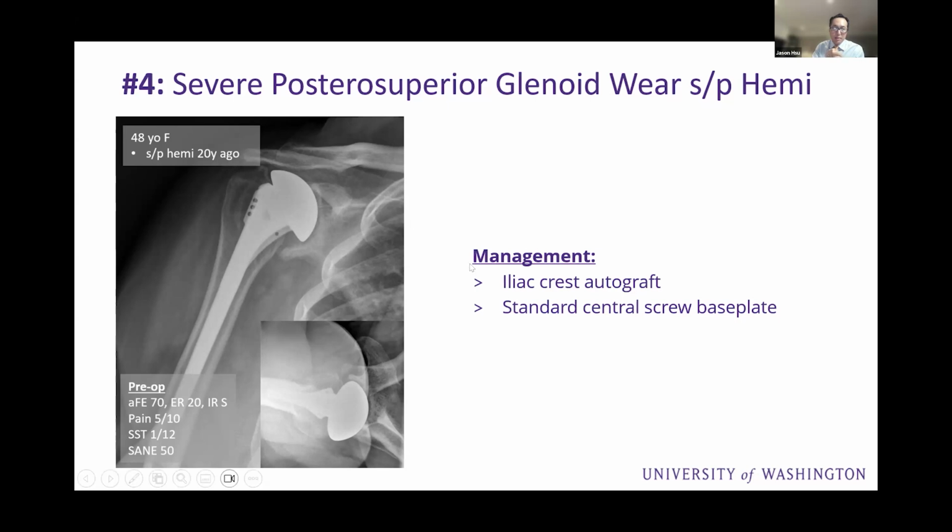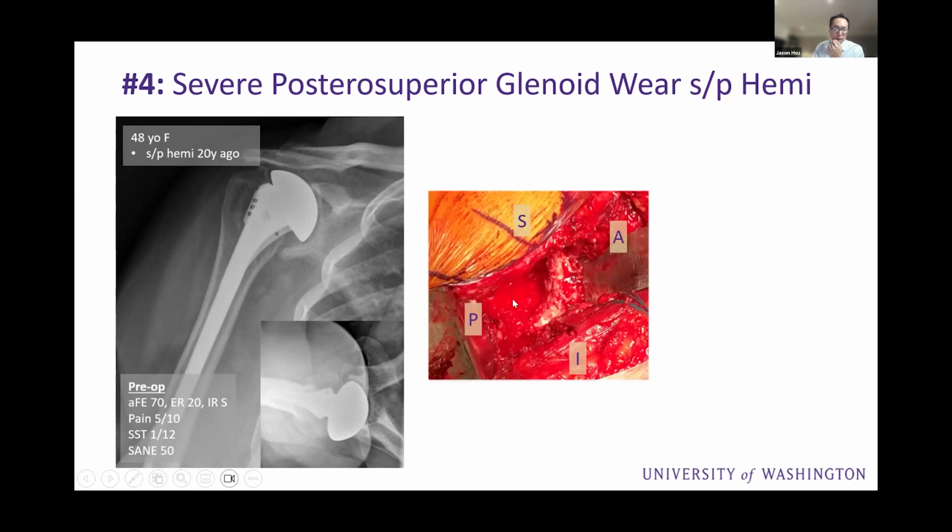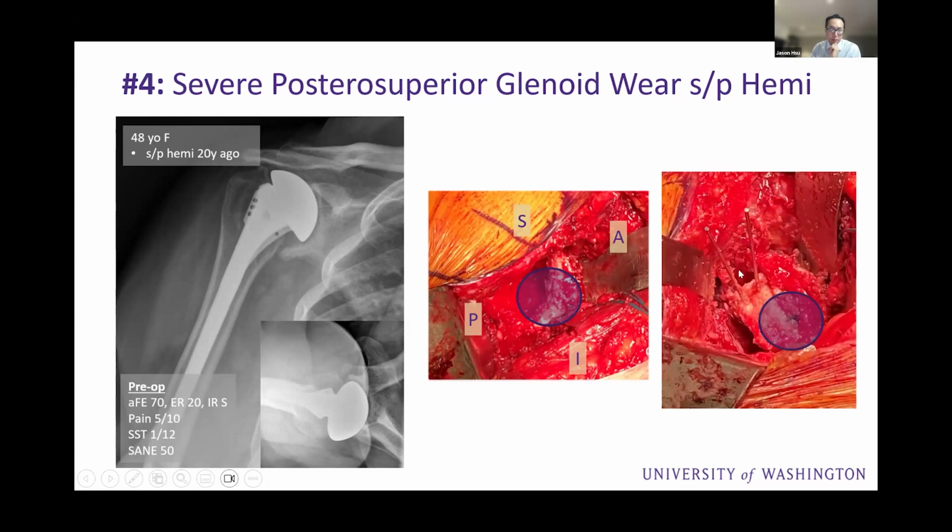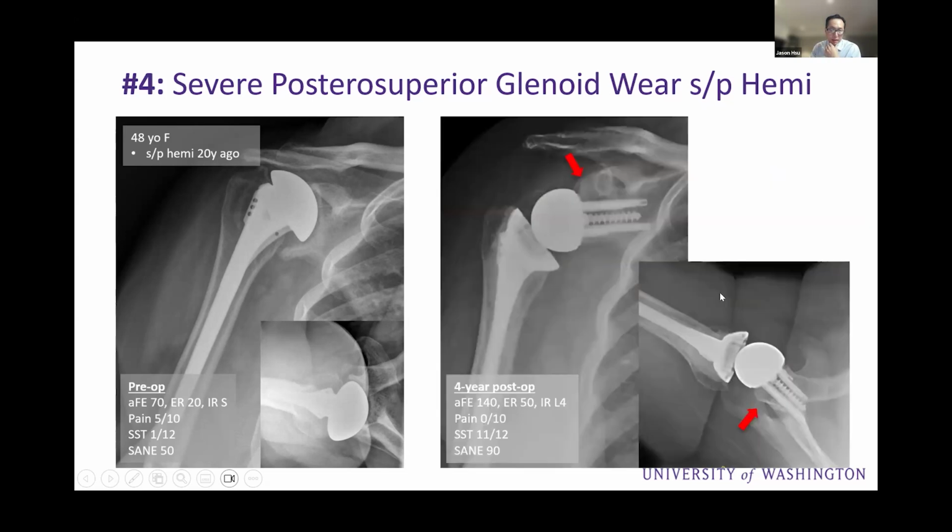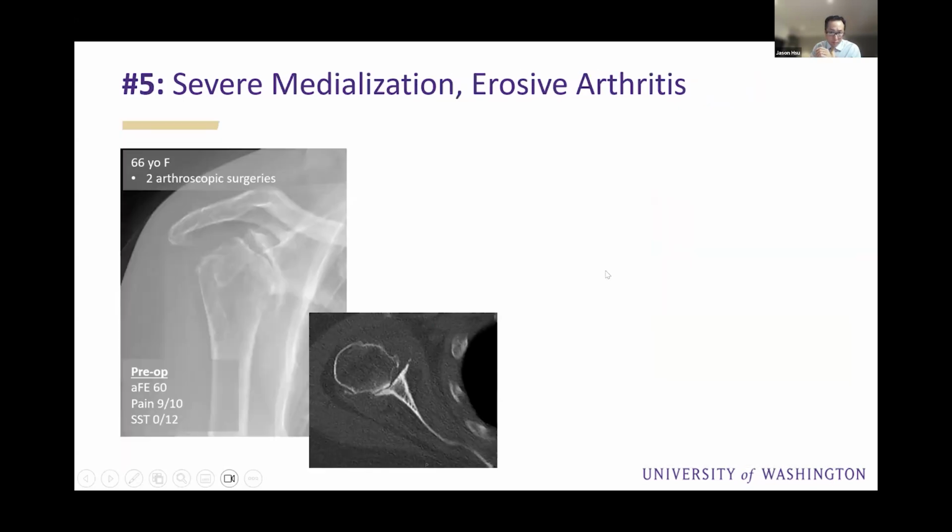You can see that she has a massive amount of posterior superior bone loss, and similar to the last case, we plan out our base plate placement here. We take a large piece of iliac crest and fashion it to fit this defect, and we can pin it with a K-wire and then proceed with base plate placement in the rest of the case. And you can see that we can get great fixation of the graft to the native bone with compression through the base plate, and she has done very well with this.